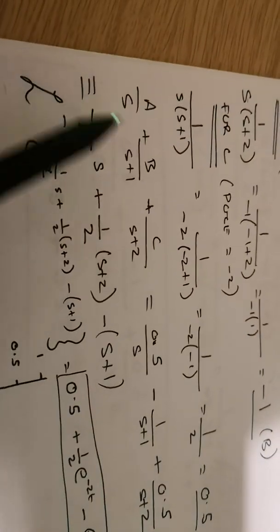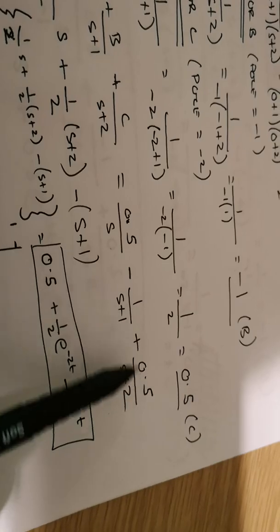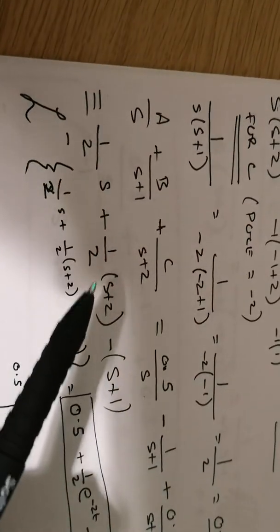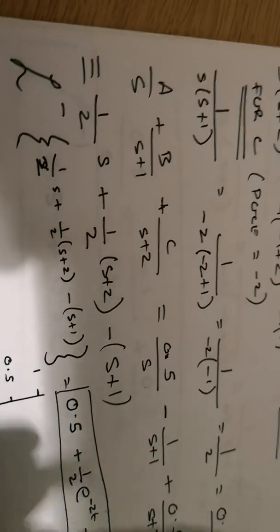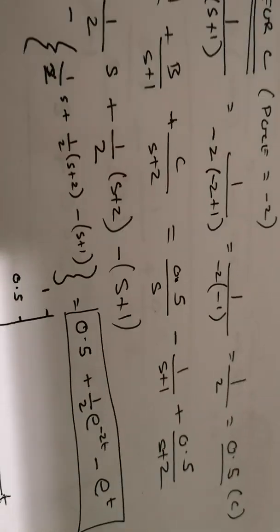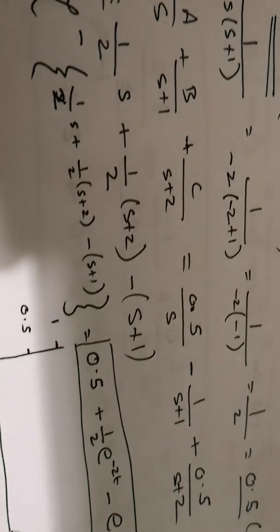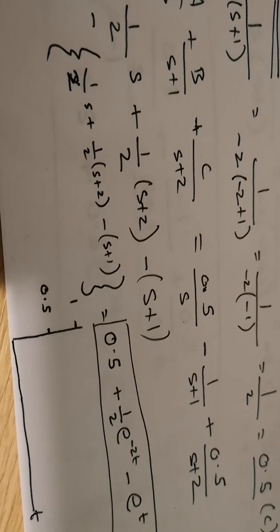Okay, so you've got A is 0.5, B is minus 1, and C is 0.5, as you can see here mathematically. Let's make it a bit prettier. So you've got a half of 1 over s plus 2 minus 1 over s plus 1. I've just rearranged it to put the positives and negatives separate. It just looks a lot better this way.